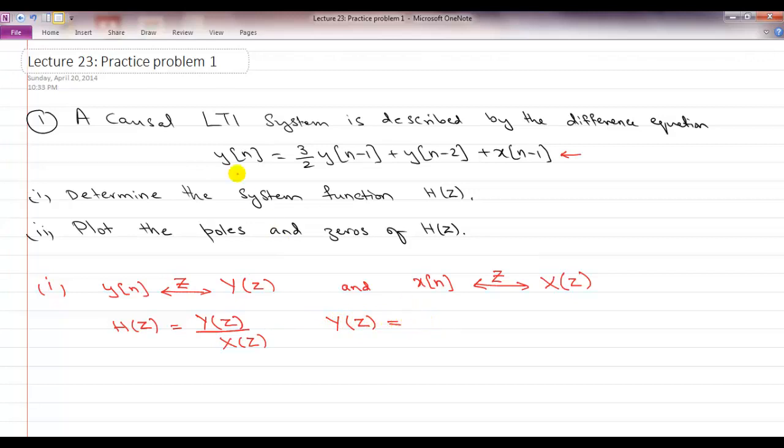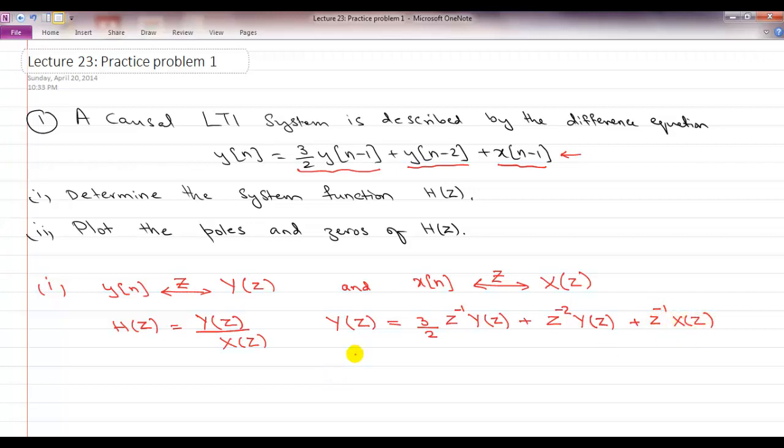Now the z transform of this term, since the z transform is linear, is 3 by 2. The z transform of y[n minus 1] is a shift, so that adds a multiple z to the minus 1 times Y(z). Plus the z transform of this term, again you just have a time shift, so that's z to the minus 2 Y(z). And finally, the z transform of this thing, you have a shift in x by 1, so you get z to the minus 1 X(z).